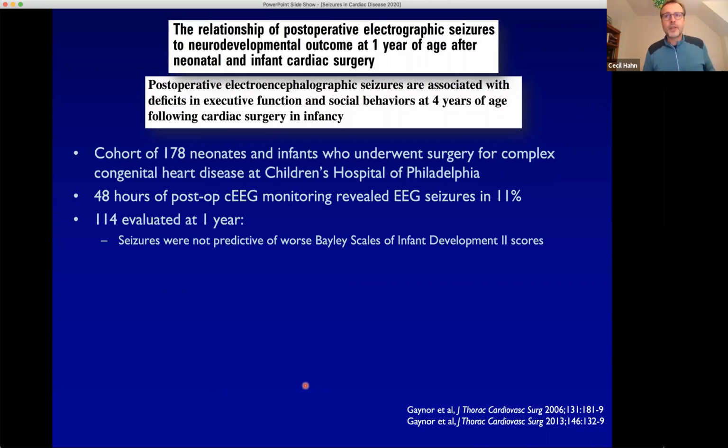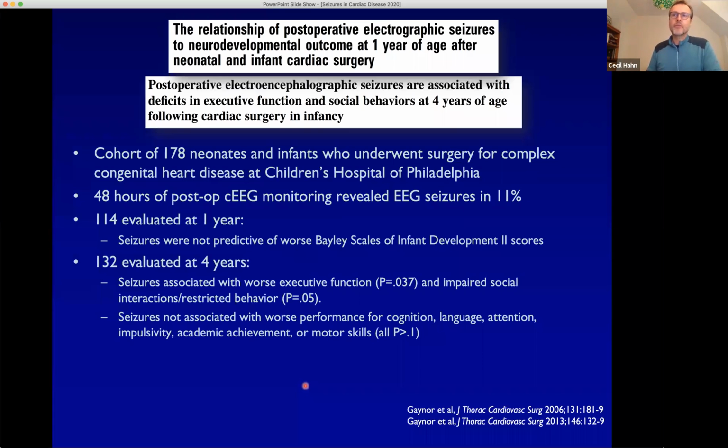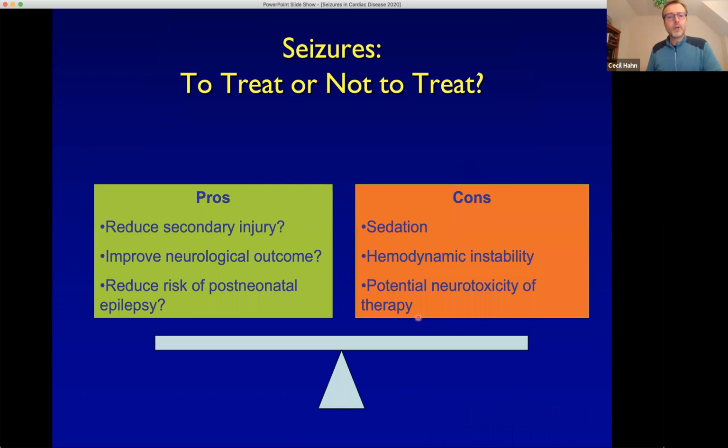And when they evaluated these children at 1 year, seizures were not predictive of a worse Bayley score. At 4 years, they were associated with worse executive function, but not worse cognition, language, and attention. So we're left with this question: seizures. Should we be treating them? Should we not be treating them? There's certainly arguments to be made on both sides.